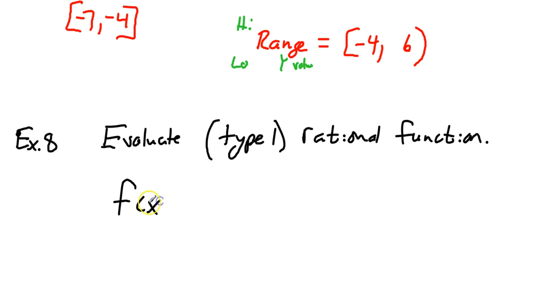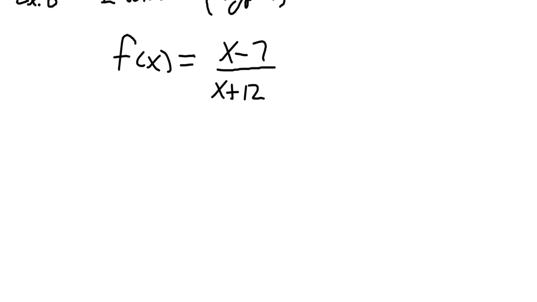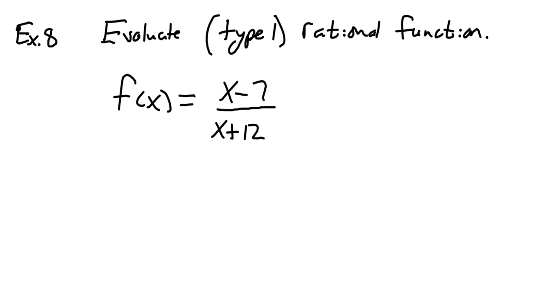And again, rational just means it's a fraction function. Okay, and when you evaluate the rational functions, type 1, it's going to be a little easier. Type 2, they're going to make it a little bit tougher when you plug in the numbers. It just means you're going to have to do a little bit more work to get through them there.